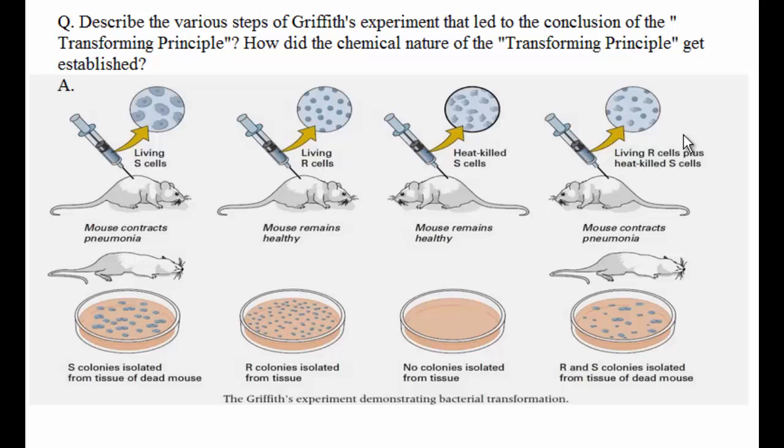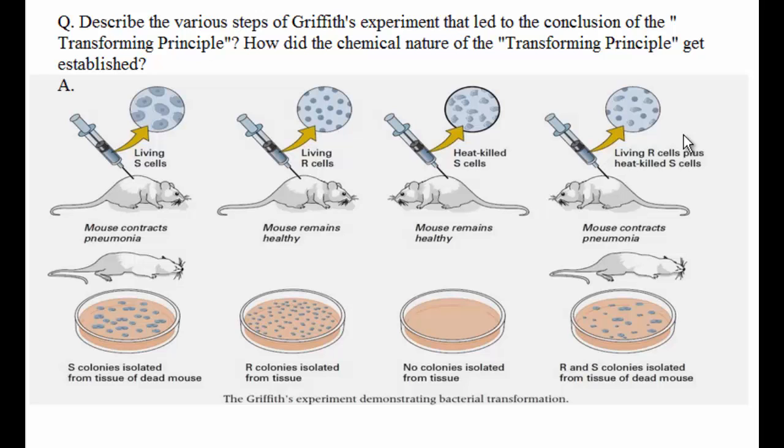This happened because something from the dead bacteria had entered the live ones and made them virulent. So this means R-type bacteria have been transformed to S-type, and this process is called transformation. Thus transformation is the transferring of characters from one strain to another using a DNA extract of the former.